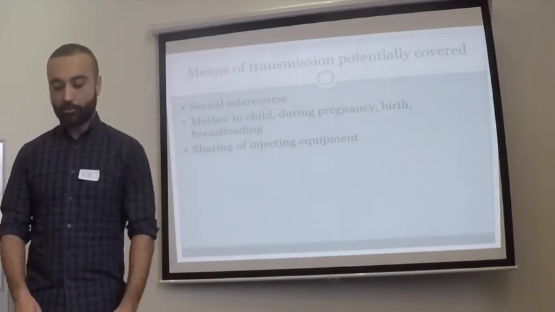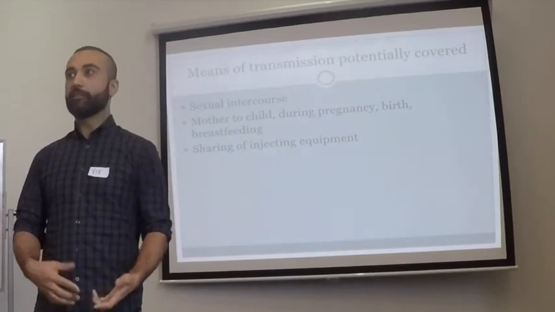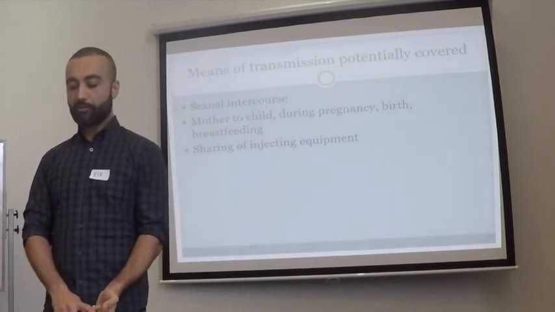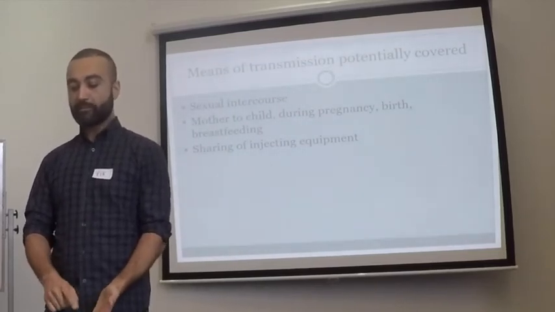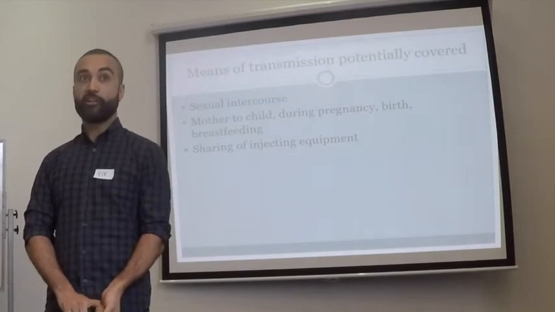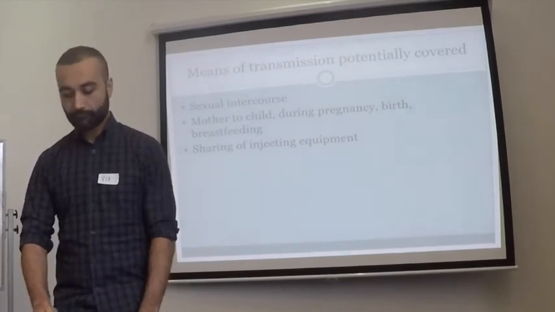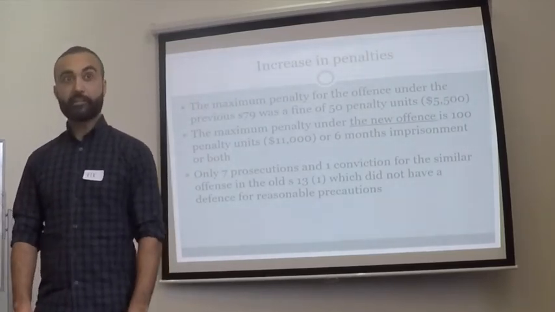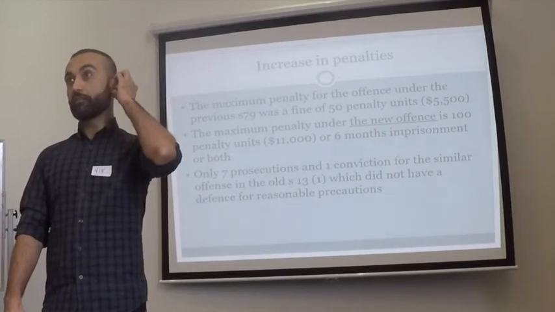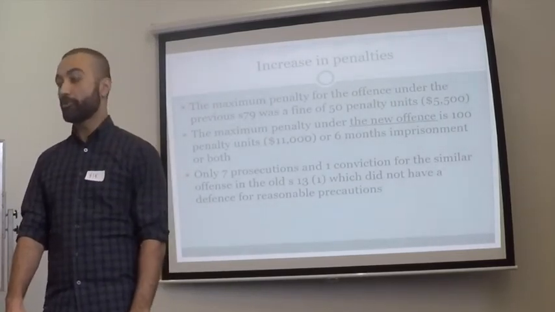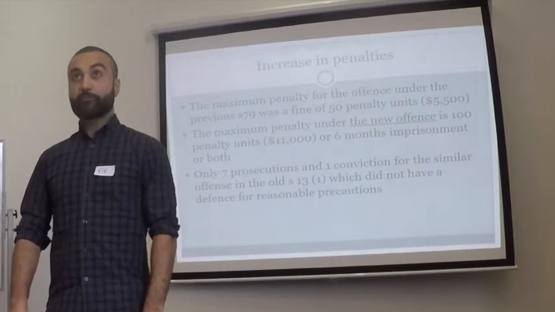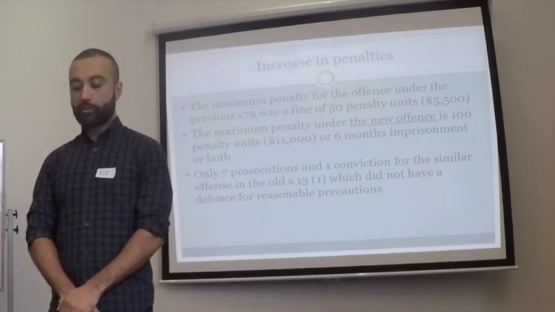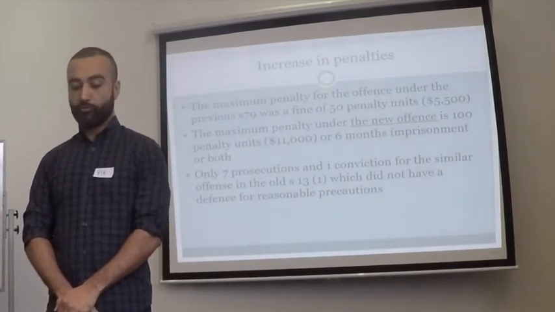Now, as I said earlier, this section could include other means of transmission as well, which is mother-to-child transmission during pregnancy, birth, or breastfeeding, and also the sharing of injectable equipment. The increase in penalties. Previously the penalties were 50 penalty units, which at this time equals $5,500. Now the maximum penalty is 100 penalty units, which is $11,000, or 6 months of imprisonment, or both.